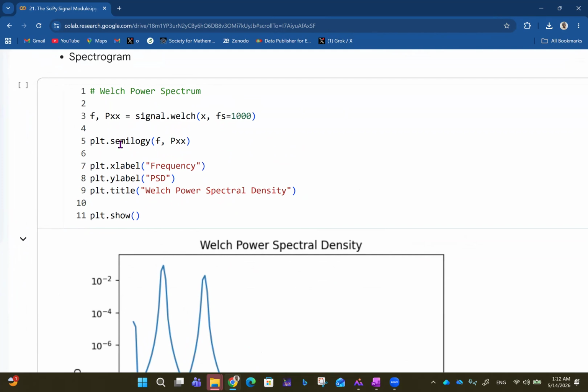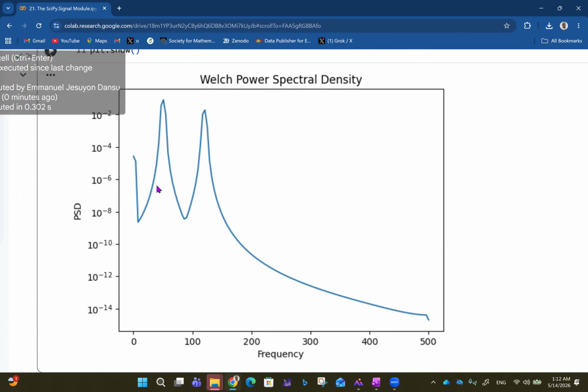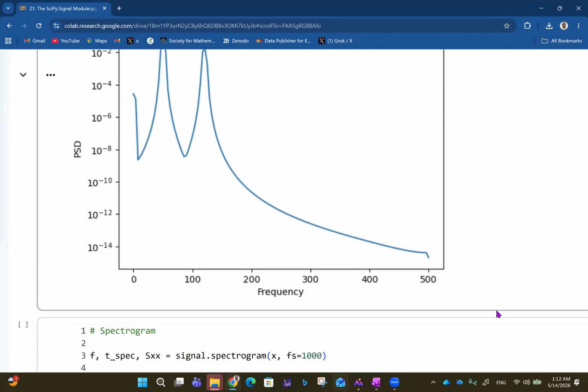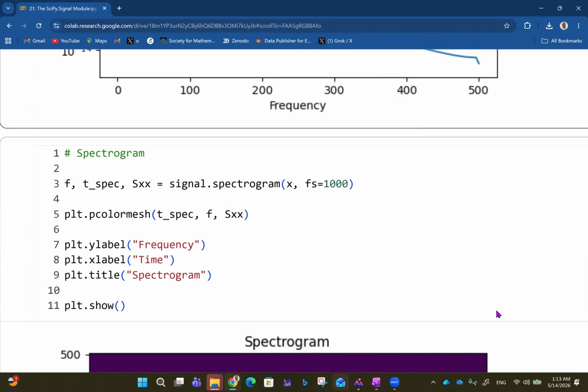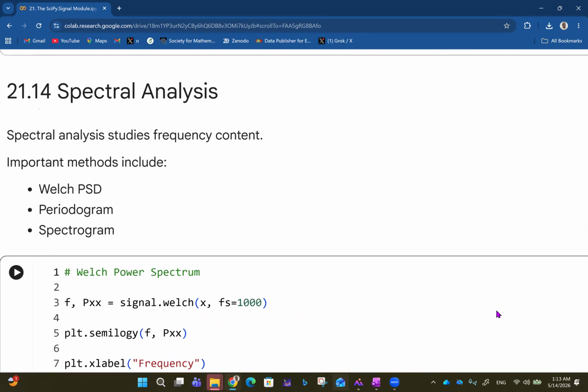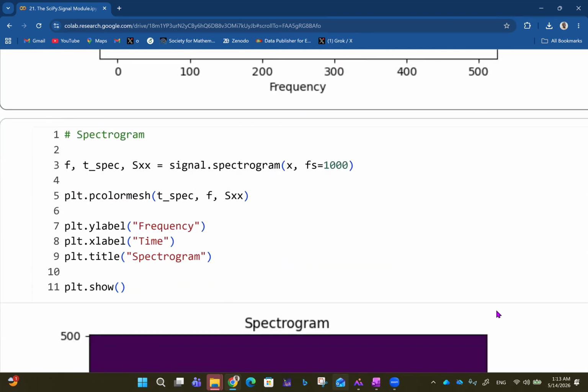So the Welch power spectrum, you have f, Pxx, all of that, and semilogy, f, Pxx, and then you do your plotting and you get something like this. So you have the frequency on the x-axis and the PSD, the power spectral density on the y-axis, and you see the shape looking like some kind of M or W if you like. So spectrogram now. We are just touching on the important methods in spectral analysis like Welch PSD, periodogram, and spectrogram. So if you want to learn more, check the playlist, like I said.